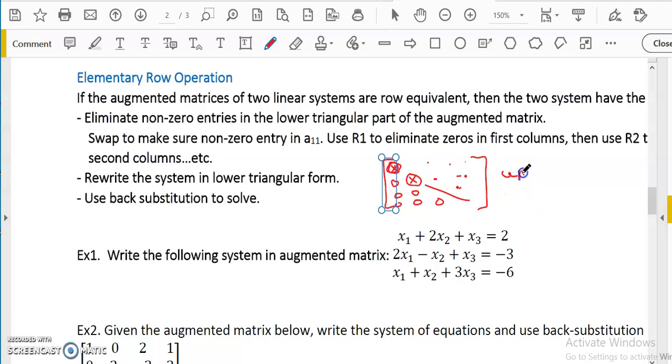So we call it the upper triangular system. So the lower side is all 0. So basically from the top left corner, you want all the 0 below it, and then down next, you want all the 0 below it, and then you have another one, you want all the 0 below it. Okay.